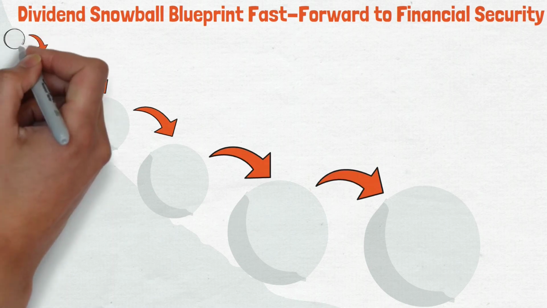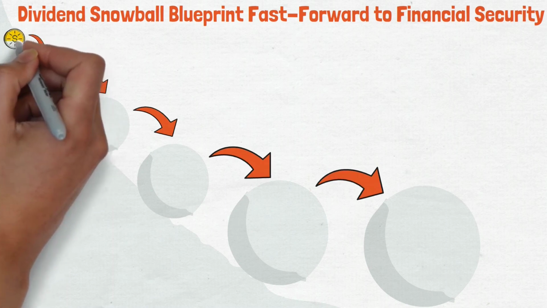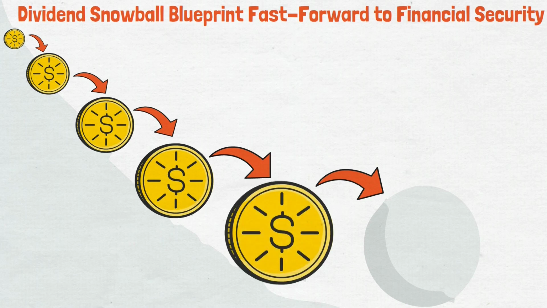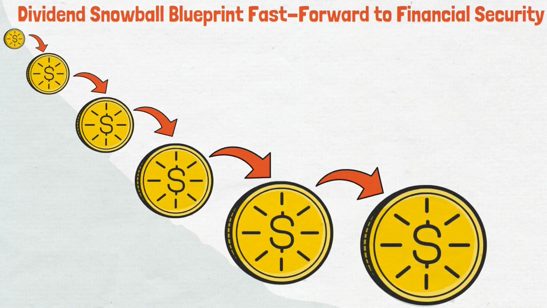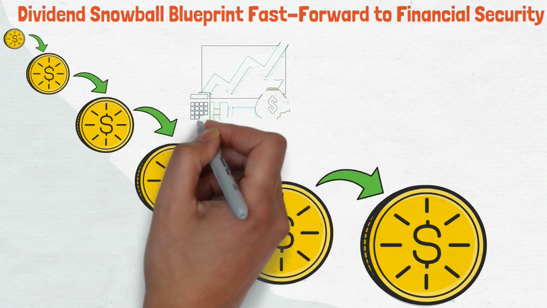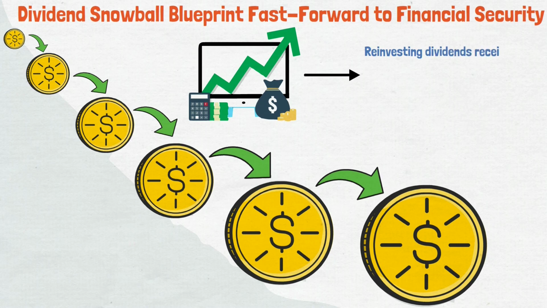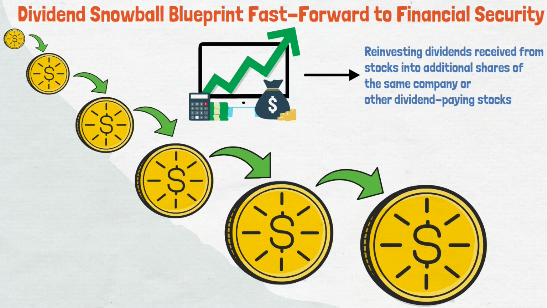Now, what if Goldie applies the growing snowball effect to her financial strategy? A dividend snowball, much like the snowball rolling down the mountain, represents the accumulation and growth of wealth over time through the power of compounding dividends. It draws inspiration from the concept of a snowball rolling down a hill, gradually accumulating more snow as it gains momentum. Similarly, in the world of investing, the dividend snowball focuses on reinvesting dividends received from stocks into additional shares of the same company or other dividend-paying stocks, allowing the investment to grow exponentially over time.